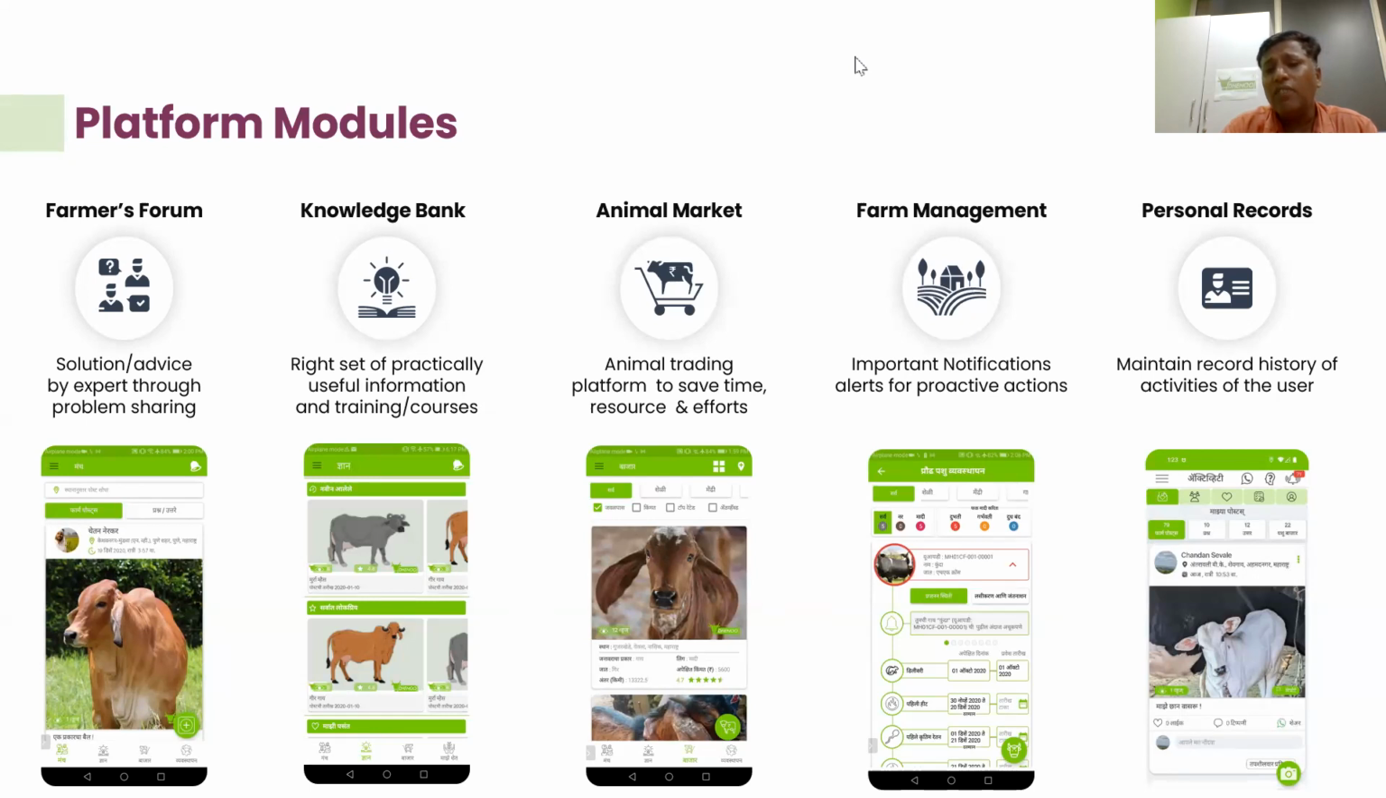The next section is farm management. Here, it is a very interesting and important module of the whole platform, where one can add their animals and keep track of their health. One can keep track of the reproductive cycle of the animal. They can manage the health and animal productivity, so that the losses that they are facing these days would come down.